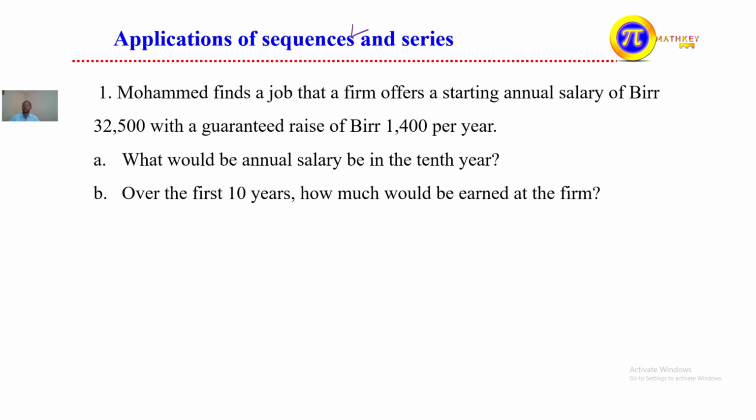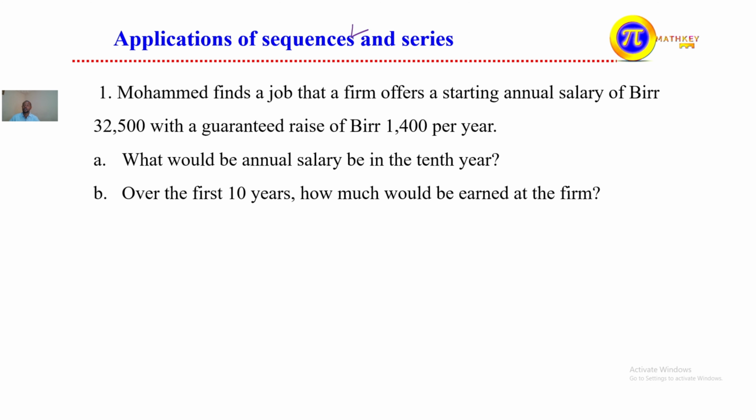We are asked what the salary will be in the 10th year. So what is A1? A1 is equal to 32,500. Every year it increases by 1400, so the common difference d is equal to 1400 birr. This is an arithmetic sequence. What is the nth term in the arithmetic sequence equal to?